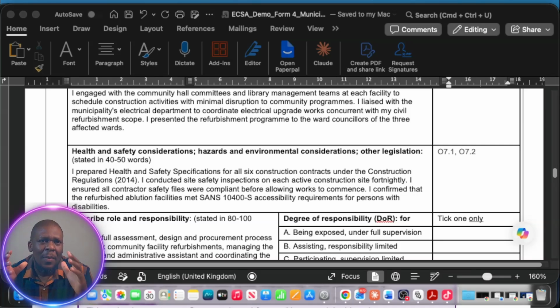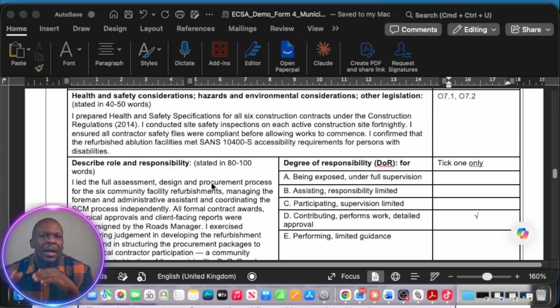So here you are basically explaining how you ensure that you manage all the activities taking place there. It's critical. All right, now let's look at describing your role and responsibility.